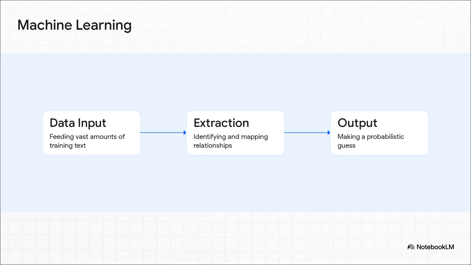Well, think of it like a continuous mathematical assembly line. First up, we have data input. This is where we feed the system just unbelievable massive amounts of training text. Next comes pattern extraction, which is where the model maps out the super intricate relationships between all of those words. And finally, you get probabilistic output. This is where it uses all those mapped relationships to basically guess what word should logically come next in a sequence.